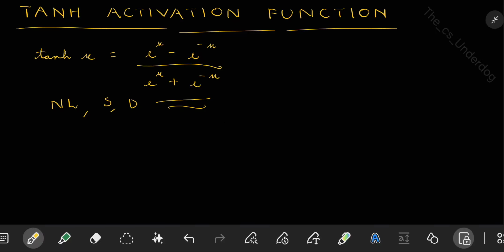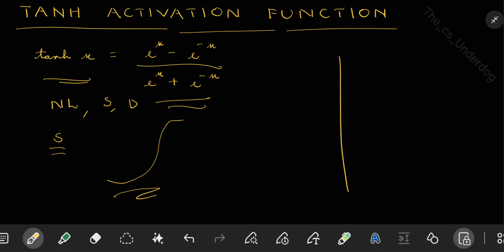Next thing is quite interesting. Similar to the sigmoid function, tan H is also having a sigmoid shape. What is sigmoid shape? It is the S shape. So then how is tan H different from sigmoid? I'll first show this in a graph, then it will be very evident for you.